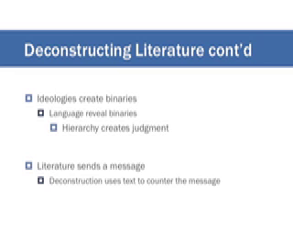Using deconstruction theory, we can look at a message that literature has. Usually there's some sort of central message that it is trying to send, and deconstruction theory uses the text to counter that message using its own in-text examples that actually say the opposite of what the text is intending to say.